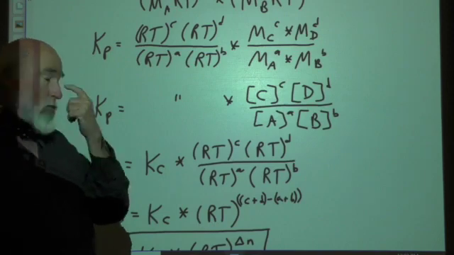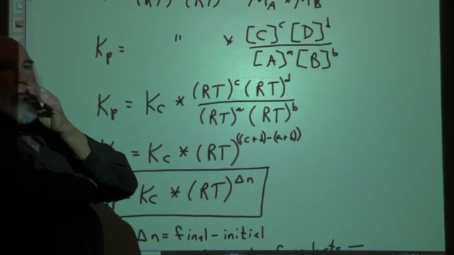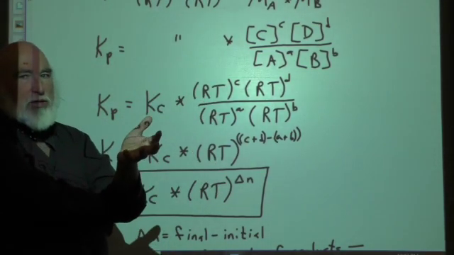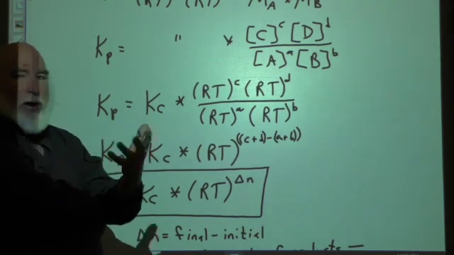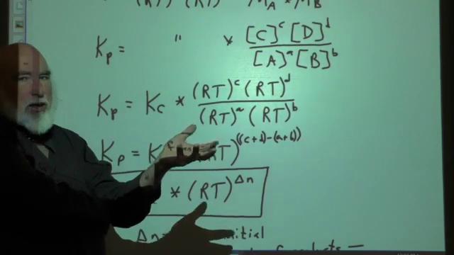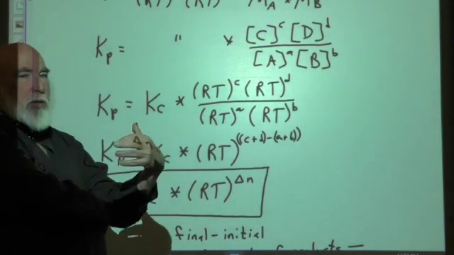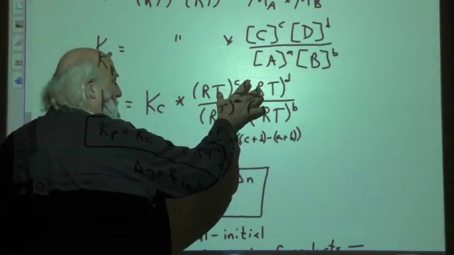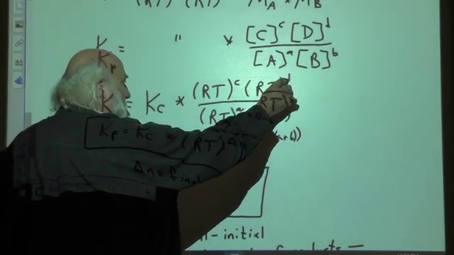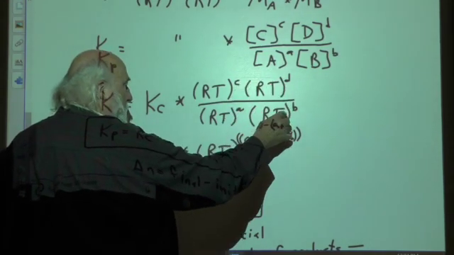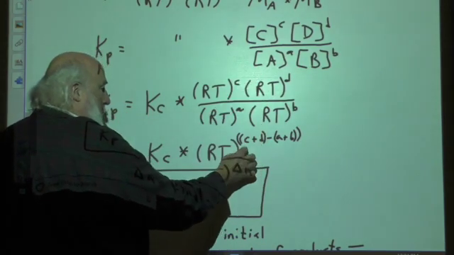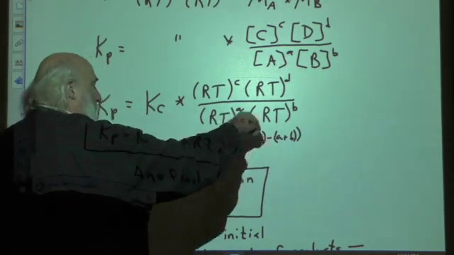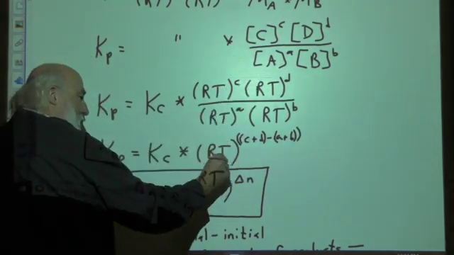Now, this is where we have fun with algebra. Since we have the same base multiplying and dividing, we know that when you multiply same bases with exponents, you add their exponents. We know when you divide same bases with exponents, you subtract their exponents. So since these are multiplying together, C plus D, and these are multiplying together, A plus B, but the quantities are subtracting, that becomes the quantity C plus D minus the quantity A plus B as the exponent of RT. So we've simplified this into that.